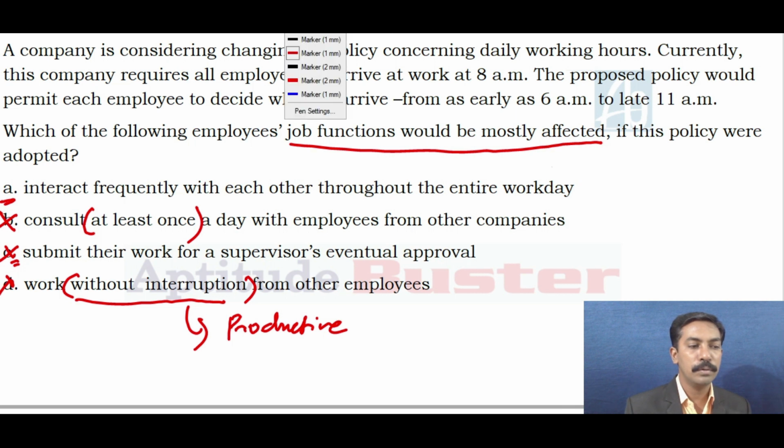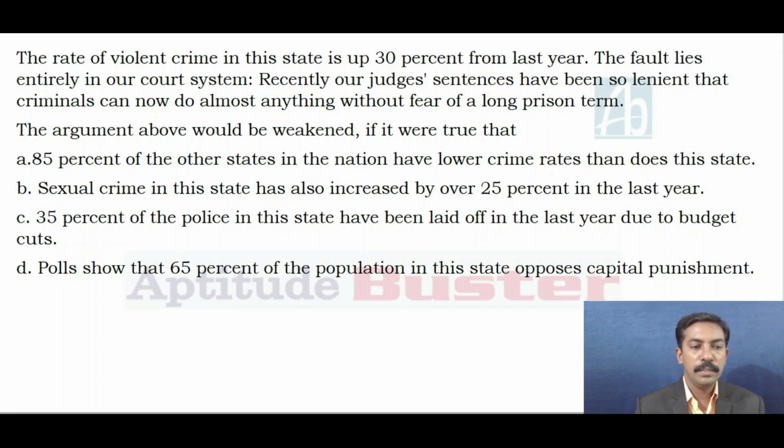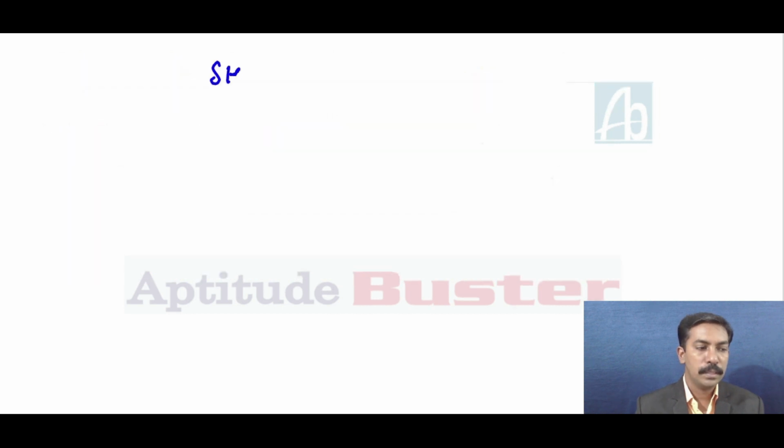Therefore, we can conclude the answer is option A. Interact frequently with each other throughout the entire workday. Will this be mostly affected? True, because if each employee reports at his or her convenient time anywhere between 6 and 11, they may interact, but they cannot interact frequently. So this is the function that's going to be affected the most. Every time, remember the steps. Step 1 is to identify the claim.